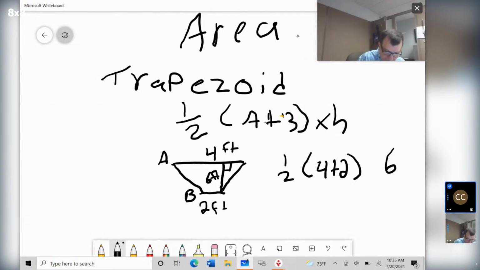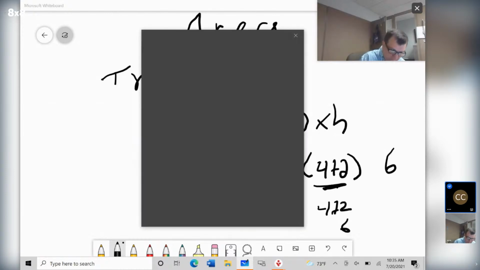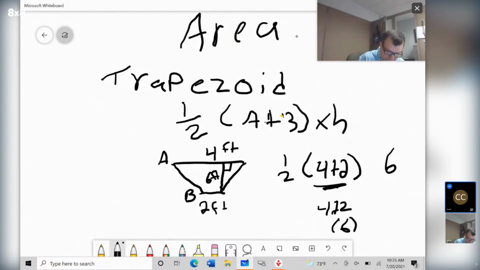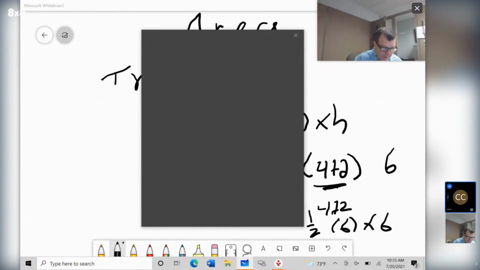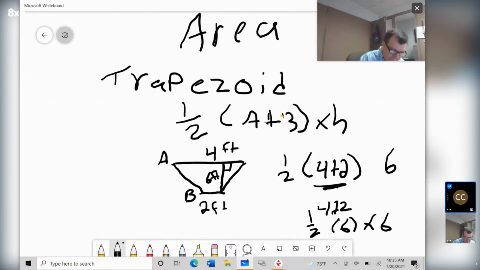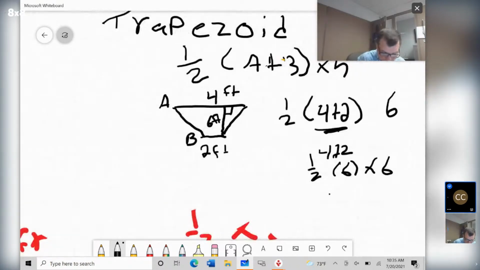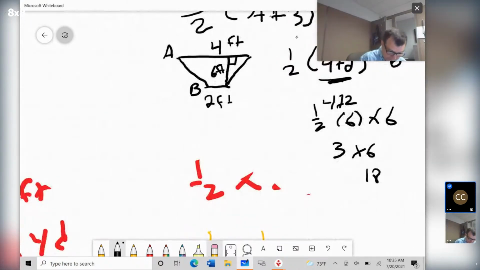The first thing we're going to do is add this. 4 plus 2 is 6. Then we have to multiply that times 1/2, which is the same as dividing by 2, so that's going to be 3. The last thing we do is multiply it times the height, which is 6, so it would be 18. The area for that trapezoid would be 18. Okay, let's do another one.